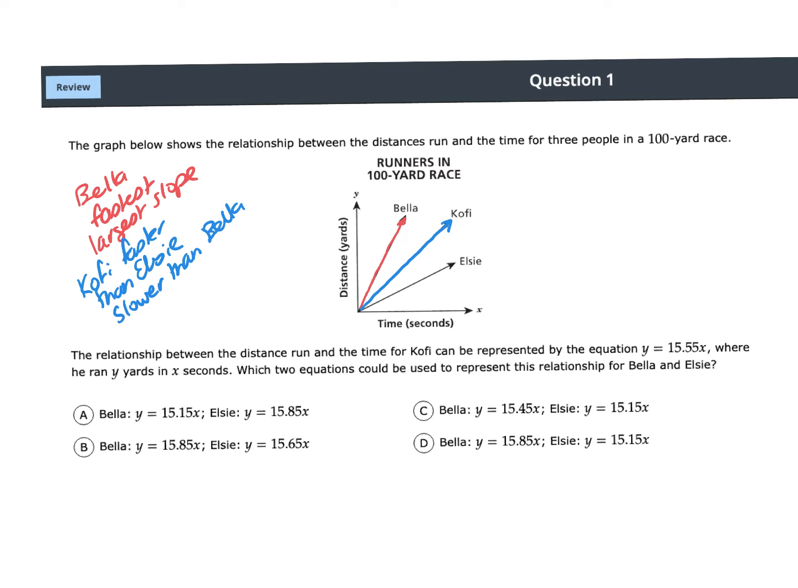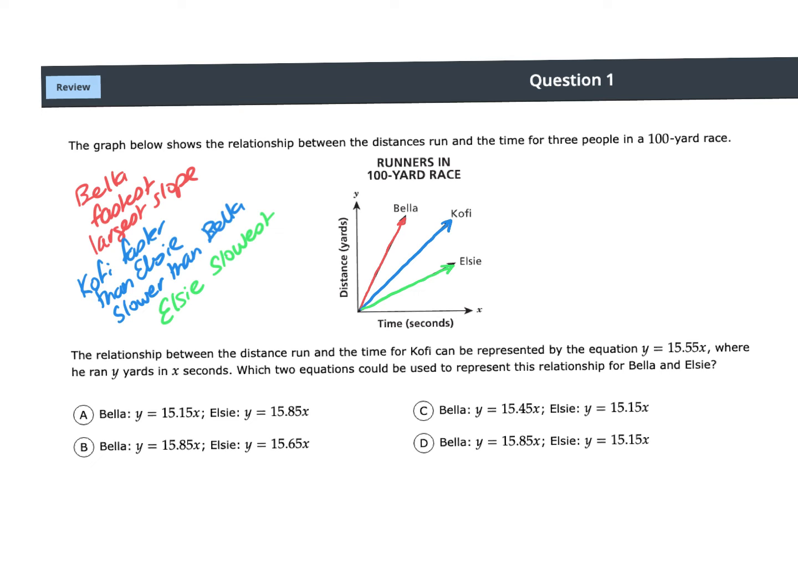And then our last one would be Elsie. Elsie looks like she's the slowest, so Elsie has the flattest slope. It means as time goes on, her distance, she doesn't get there quite as fast. So Elsie is the slowest. So she's slower than both Bella and Kofi.